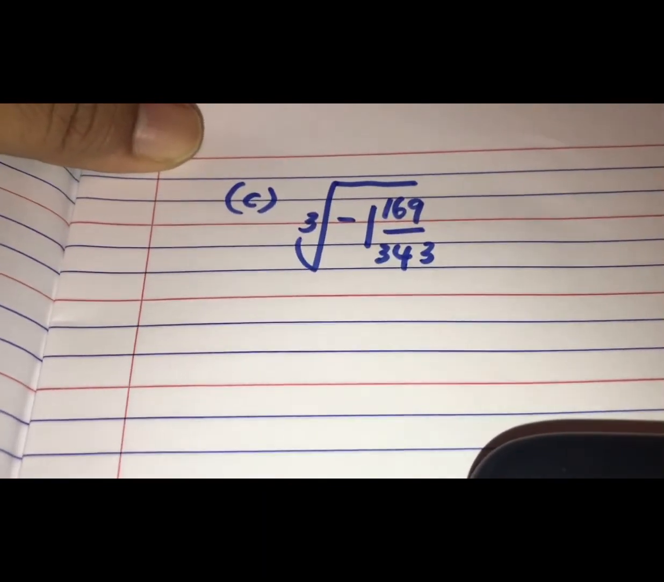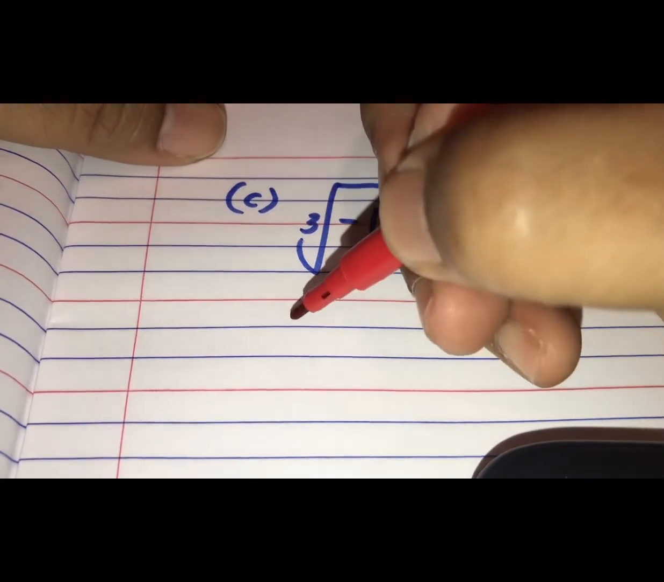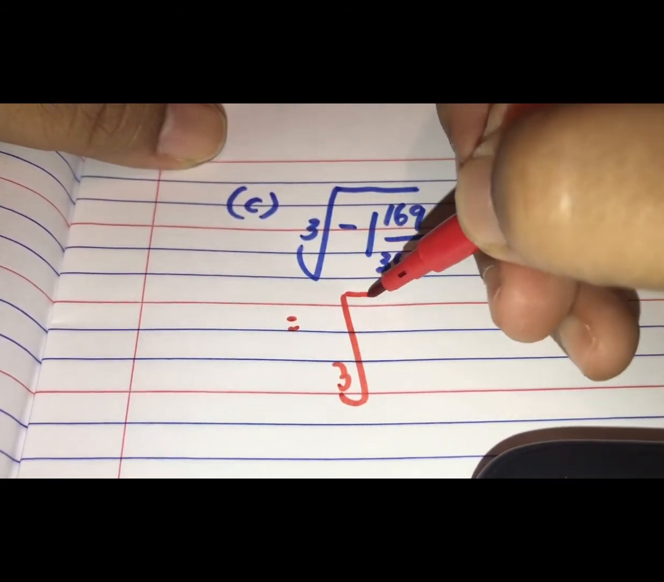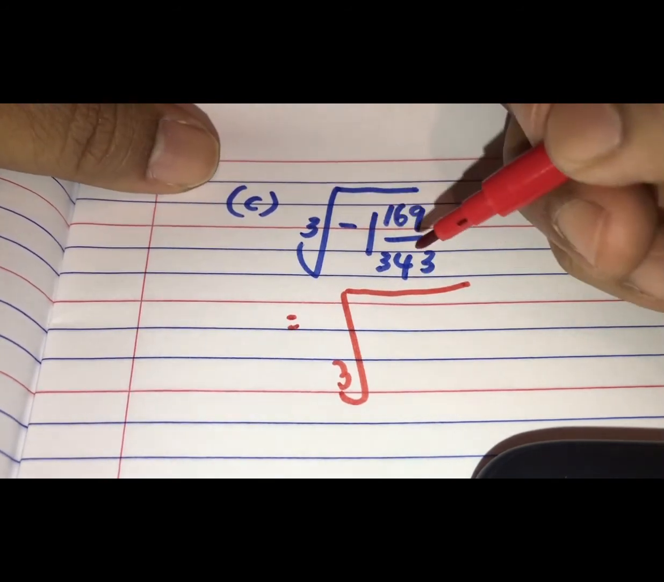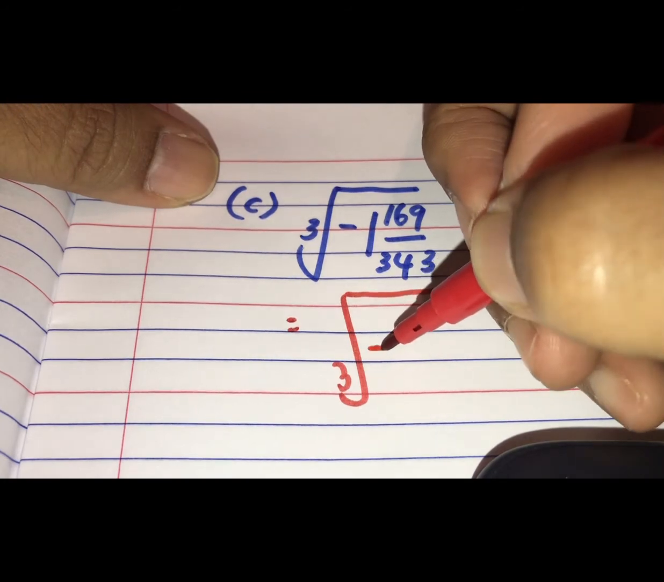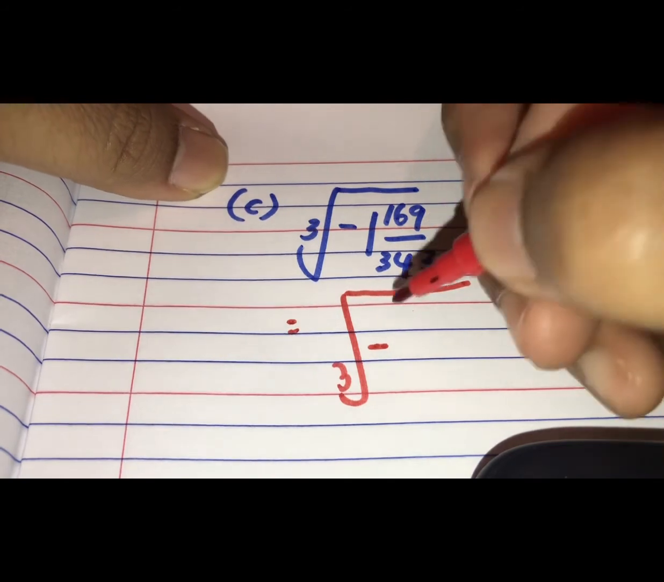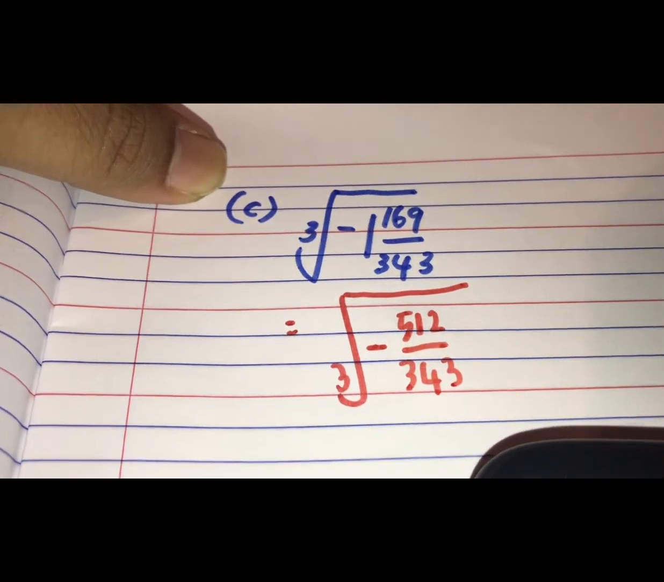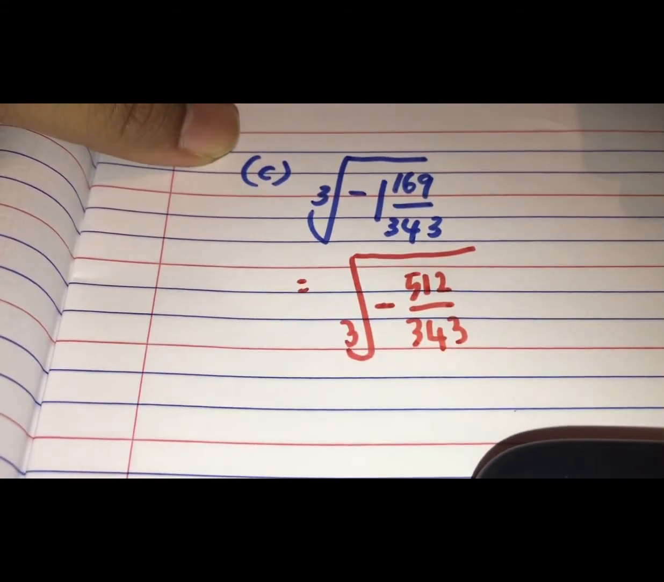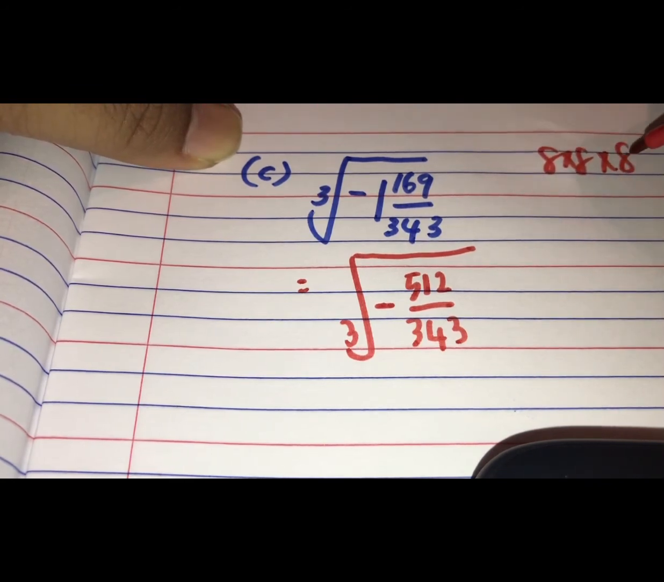Okay, next question, question C. If the question involves a mixed number like this, you have to change to an improper fraction. Negative 1 times 343 plus 169, and the answer here is also negative. You get 512 over 343. 512 equals 8 times 8 times 8, right? 8 cubed equals 512.